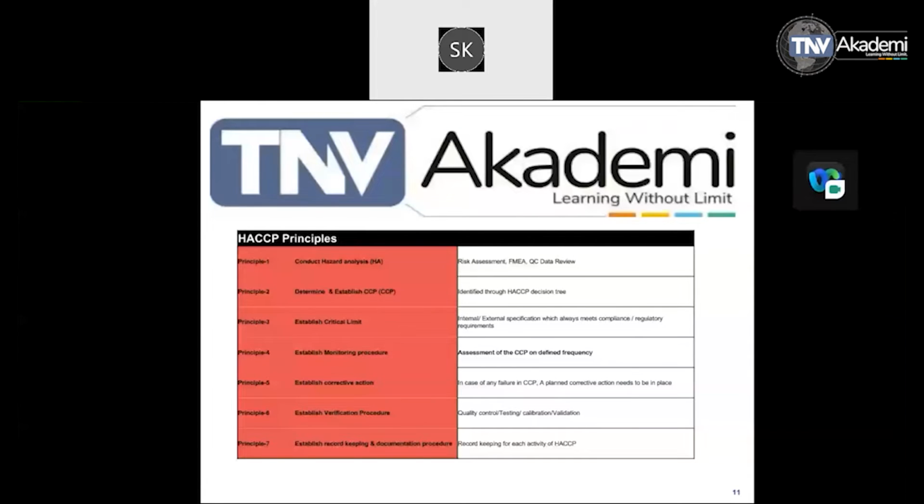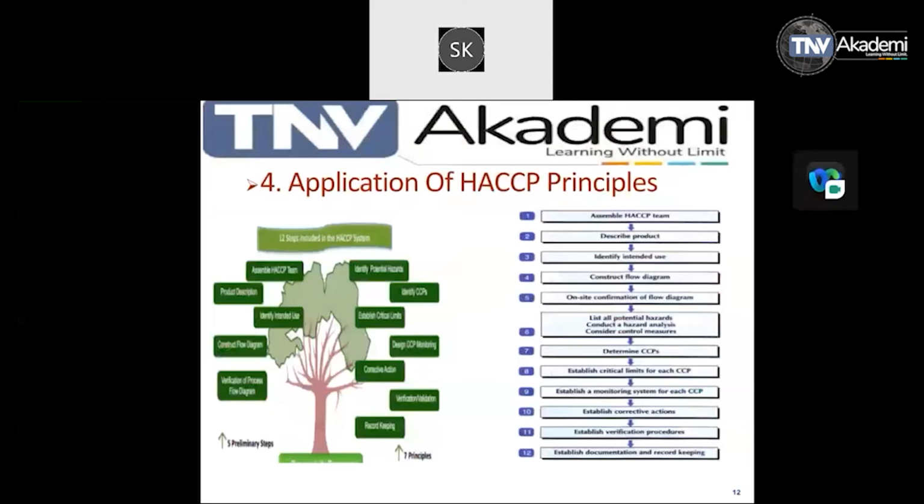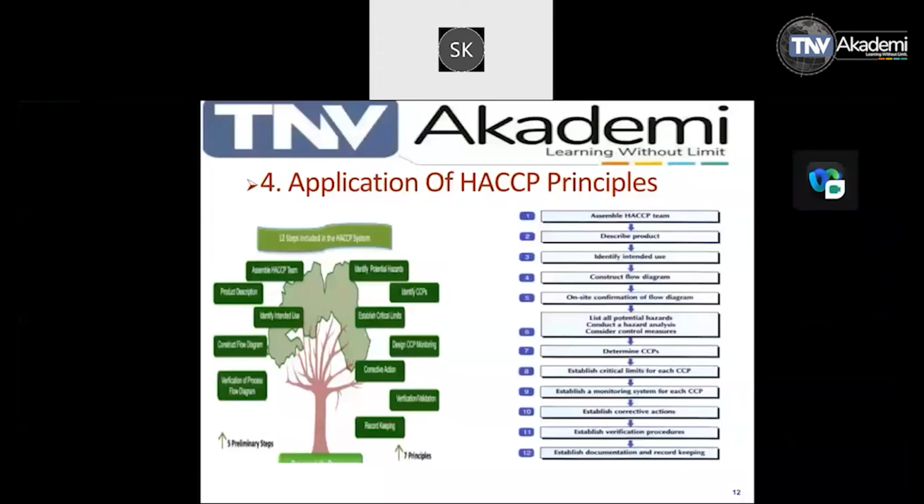So here's the application of HACCP principles, the 12 steps we have learned about the HACCP plan as a sample: HACCP team, then product description, identify intended use, flowchart diagram, then verification of the flowchart diagram, then identify the potential hazard, then identify the CCP, establish critical limit, then design the CCP monitoring, then corrective action, verification, and record keeping. So we have learned about the 12 steps, and how a new HACCP plan can be drawn up and processed.